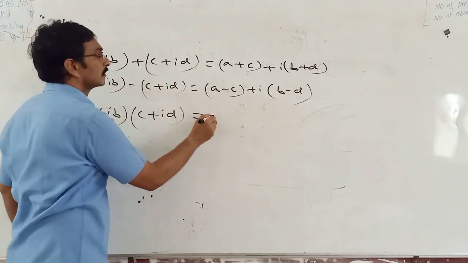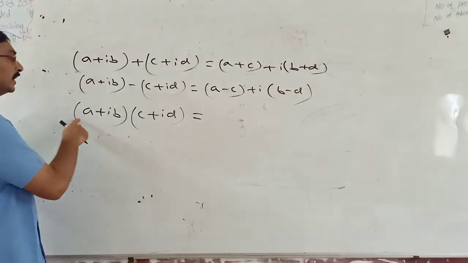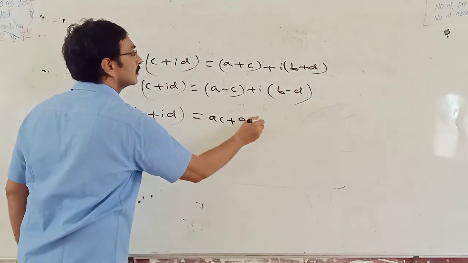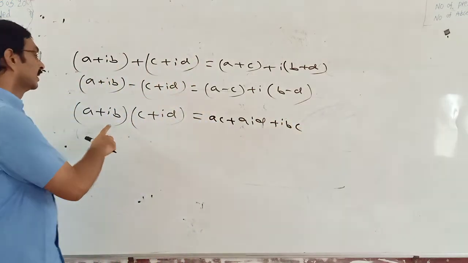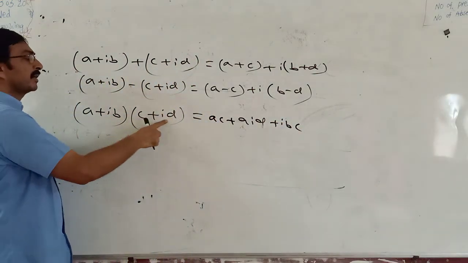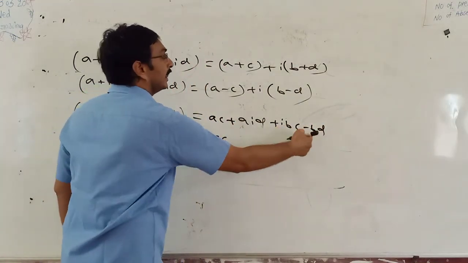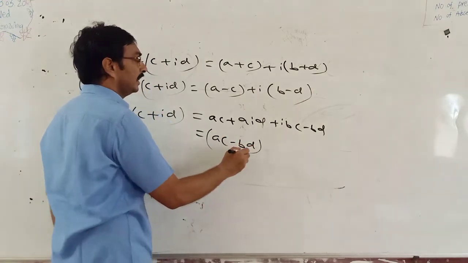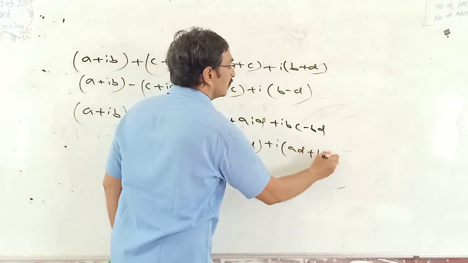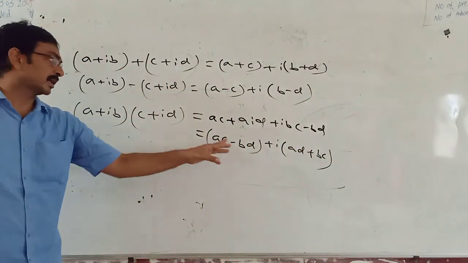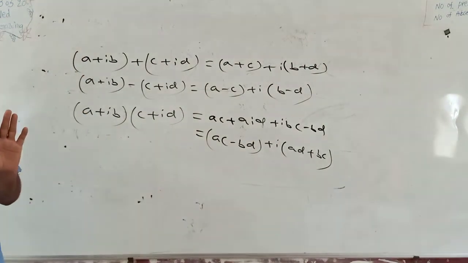a into c, ac. See, first by using ordinary multiplication: first ac plus aid plus ibc plus ib into id. i square value is minus 1, therefore minus bd. Now the real part is ac minus bd, plus, by taking i common, (ad + bc). So this is the product of these two complex numbers. This is not a formula, don't learn it by heart, but remember the procedure.